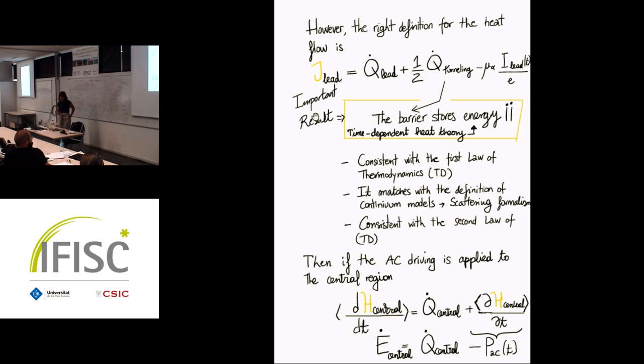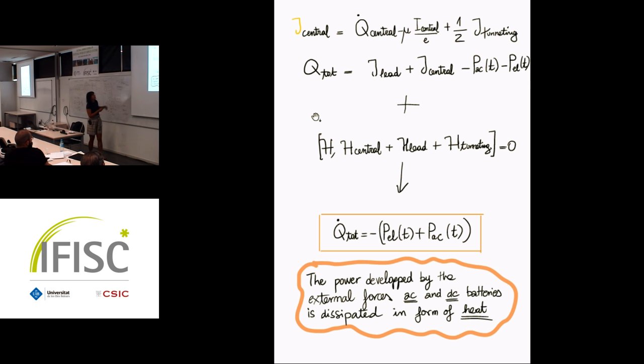So then, in analogy to the leads, one could just define a kind of heat flow in the central part in the way that at the end, by adding the two flows, the total dissipated energy is given by the power that is generated by the electrical forces, by the fact that you can have some finite bias voltage, and the AC sources. So the power developed by the standard forces, AC and DC batteries, is dissipated in form of heat. This is one of the main results that David and co-workers have in some of their papers.